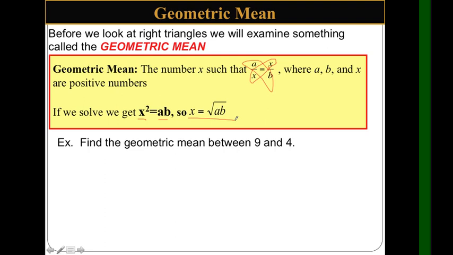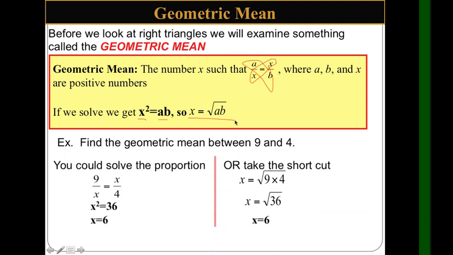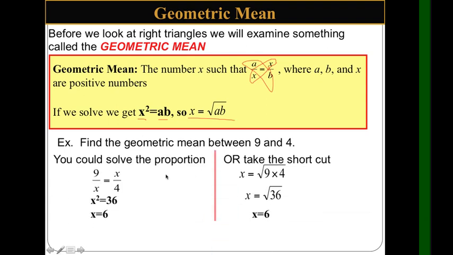Okay, let's have an example. Find the geometric mean between 9 and 4. Let's say 9 is A and 4 is B. We can do two solutions. You can solve the proportion 9 over x equals x over 4, and we have x squared equals 36 because 9 times 4 is 36. Then get the square root and you will get 6. But you can do a shortcut, wherein diretso ka na dito sa ating formula. So we have x equals the square root of 9 times 4, that's the square root of 36, and that is 6. So they have the same answer.